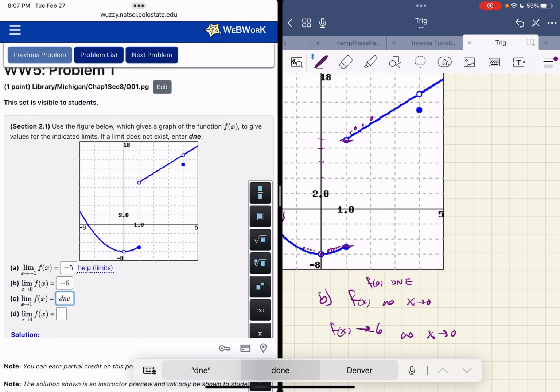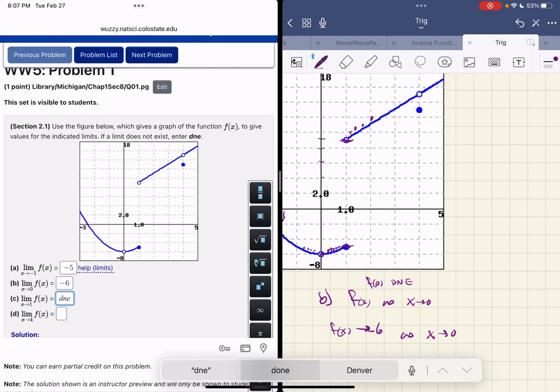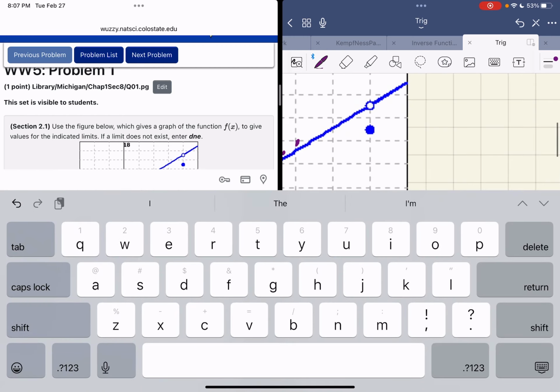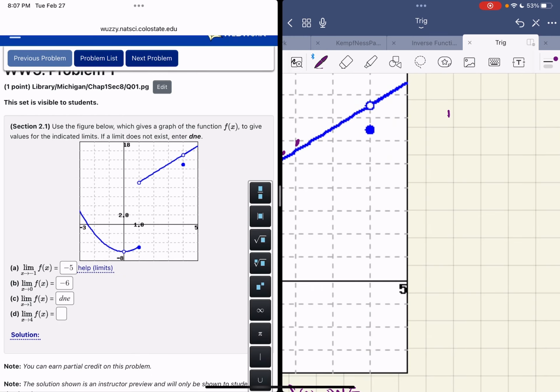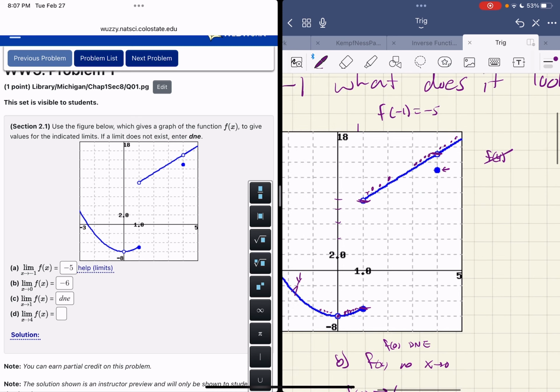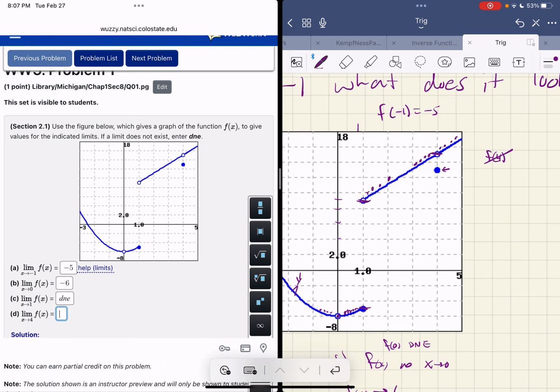All right, D and E. Okay, how about as we approach +4? As we approach +4, we have another time where f of 4 is not the answer. f of 4 is this spot right here. But as I approach x equals 4, what f of x is getting closer to, what my y value gets closer to, is this spot. That's the y value I get closer to. Okay, so what was that spot? 18, 16, I think 15. All right.